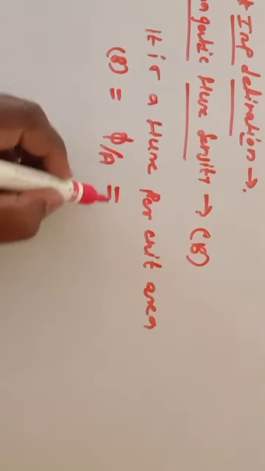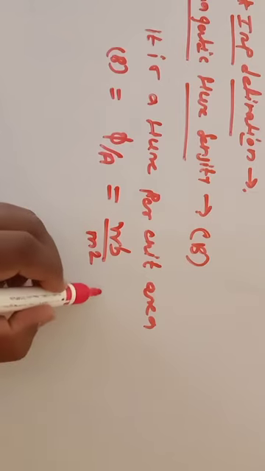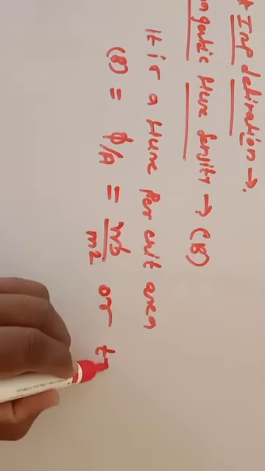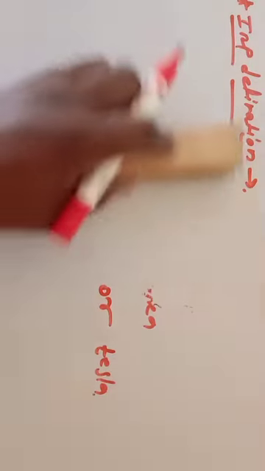The unit of phi is the Weber and the unit of area is meter square, so the unit of B is Tesla. It is the ratio of magnetic flux to area. So you should remember what magnetic flux density is: the magnetic flux density at a point is the flux per unit area, that is B equals phi upon A.